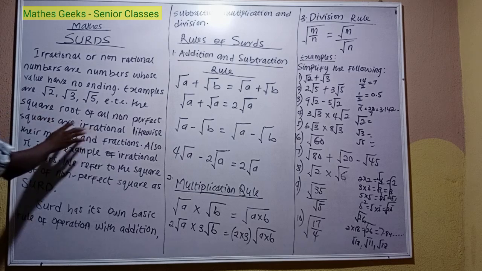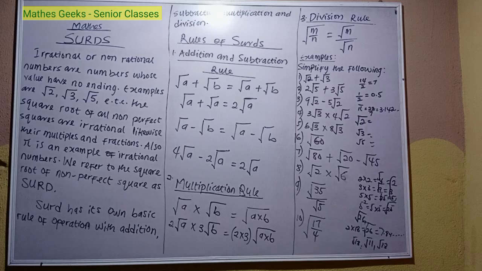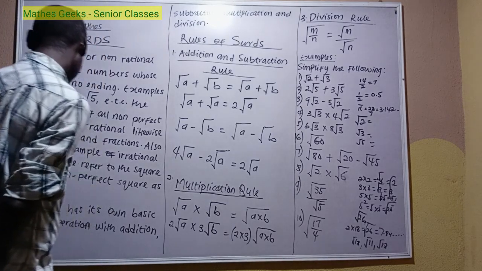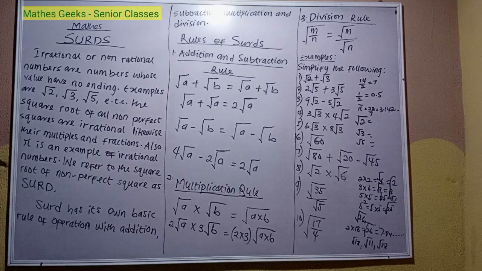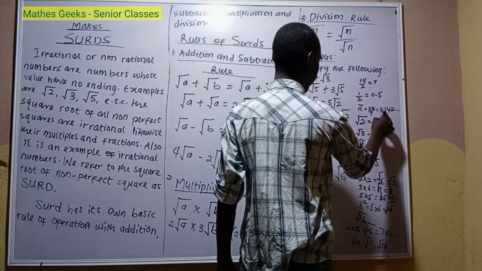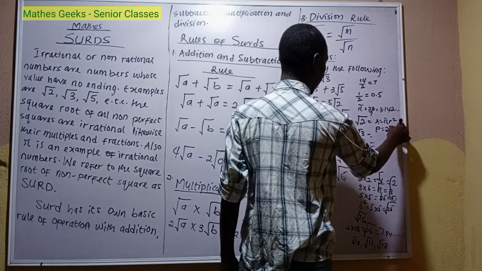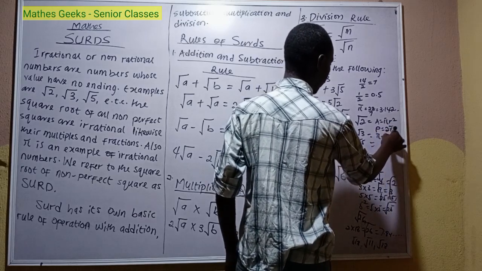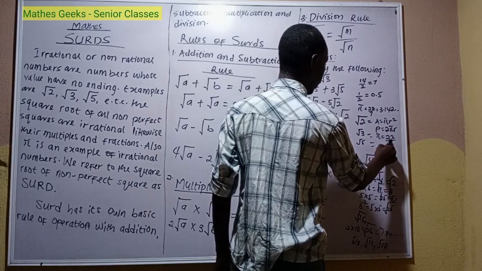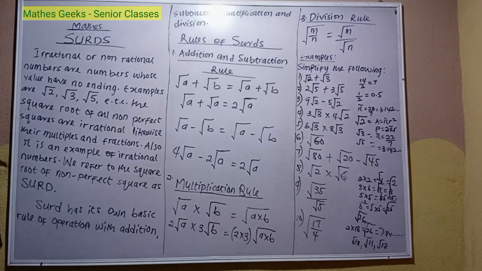So that's what this part of the sentence is saying: the square root of all non-perfect squares are irrational, likewise their multiples and fractions. Also, pi is an example of an irrational number. We know that pi is a constant which has a value, and when we look at the area of a circle, we always come across pi. Area of a circle is pi r squared, and the circumference of a circle is 2 pi r. The value of pi is equal to 22 over 7, which is equal to 3.1421. Pi is an example of an irrational number.